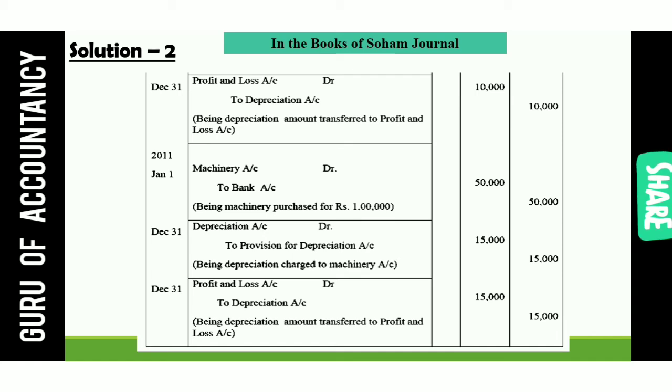In 2019, we purchased a second machinery, so the entry will be machinery to bank 50,000, and on the closing date 31st December, the entry would be depreciation to provision for depreciation 15,000 and profit and loss account debit to depreciation 15,000. So in this way, only the second entry will change, all other things will remain the same. So this is the exercise based on the method of creating provision for depreciation. I have shown you both ways of recording journal entries on depreciation.